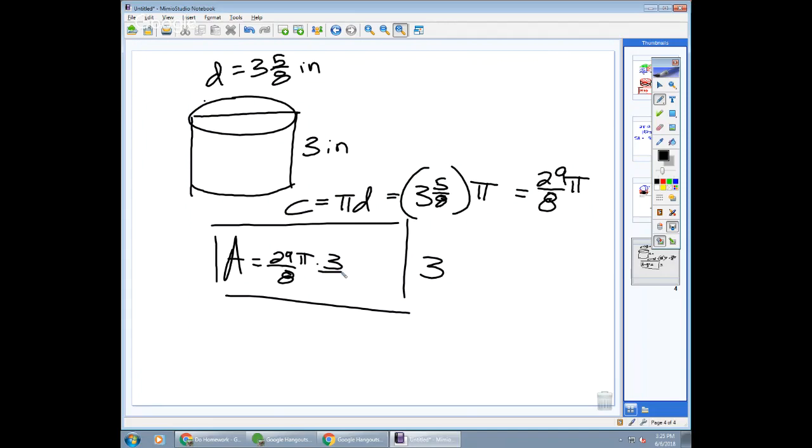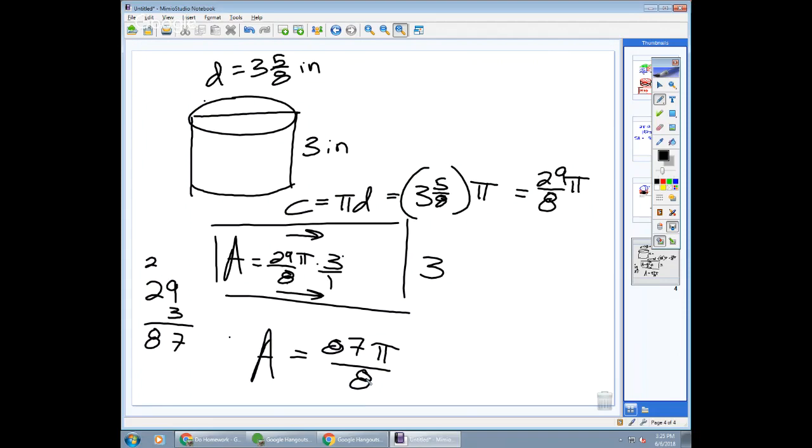Fraction-wise, we can look at that as 3 over 1. Do 3 and 8 have any common factors? No, they don't, right? So that means nothing reduces ahead of time. So the only thing we can do is multiply the numerators and multiply the denominators. 3 times 29 is 87. Did I do that right? Okay. So it looks like the area is 87 pi over 8. That would be one way to state it.